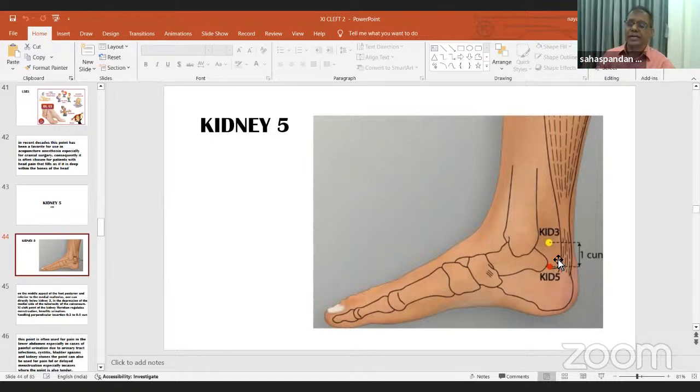So how to needle? Perpendicular, 90 degrees. Insertion should be 0.3 to 0.5 cun.